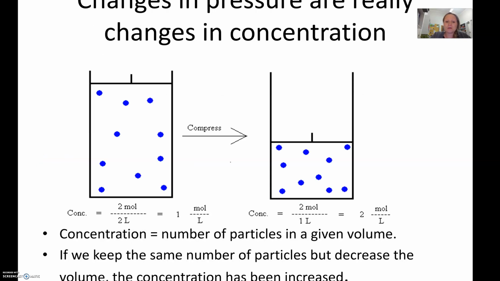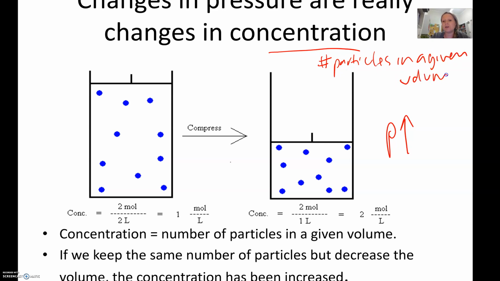So if we look here, this is what I was talking about. Here is a volume of space, and if we compress it, then the pressure has been increased. Now really interestingly, we know the definition of concentration is the number of particles in a given volume. So if we've got this many particles, let's count them: 1, 2, 3, 4, 5, 6, 7, 8, 9, 10. You've got 10 particles here, and here, 1, 2, 3, 4, 5, 6, 7, 8, 9, 10, 10 particles here.